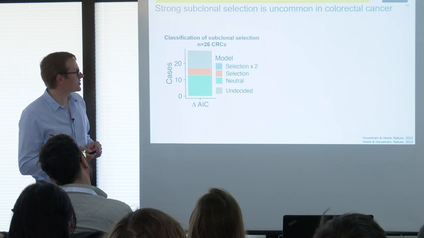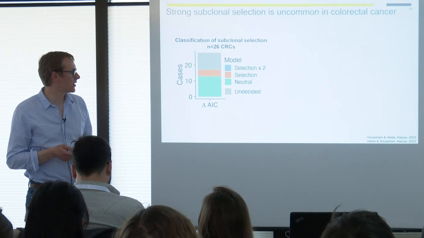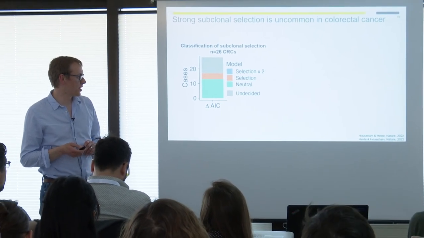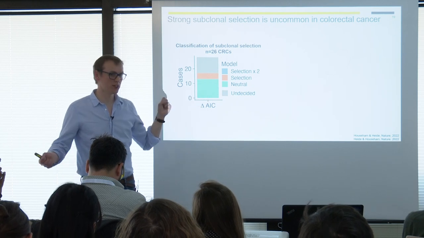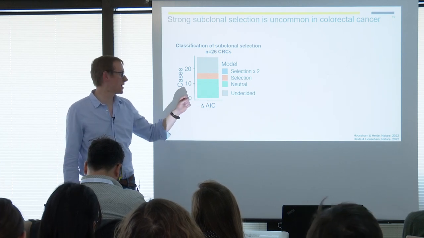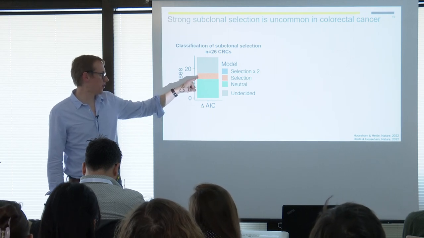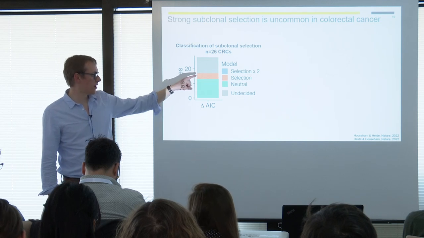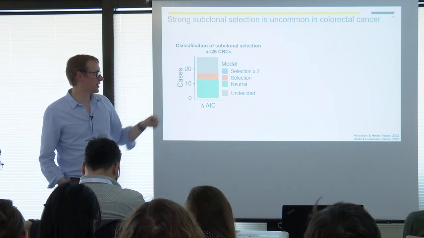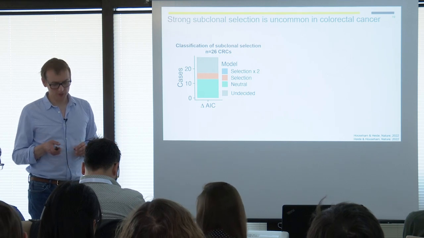Okay. So when you do this, you can ask, well, how often do the phylogenetic trees look like selection or look neutral? What you find is that in about half the cases, we're really confident that there is no selection shaping that phylogenetic tree. Only in a small number of cases, these orange ones here, 6 cases out of 26 where we had good enough data to do this, we're really confident there is selection, and in roughly a third, we're not quite sure. The inference isn't conclusive one way or the other.